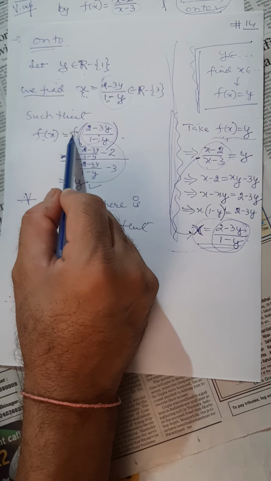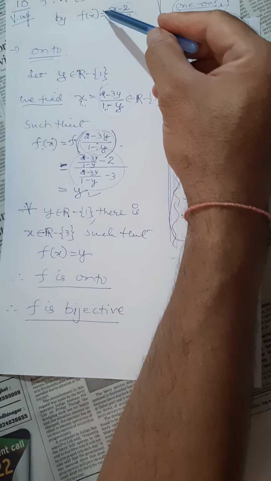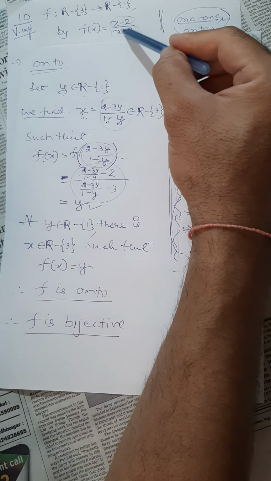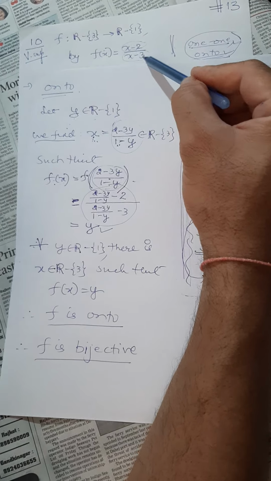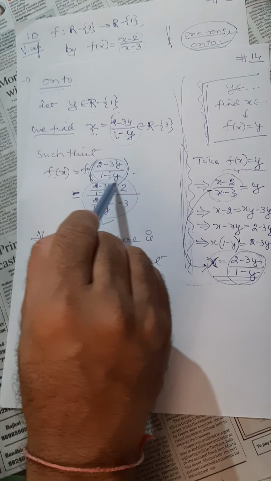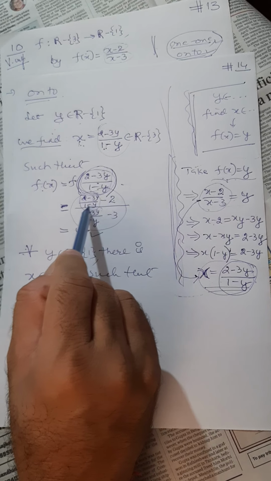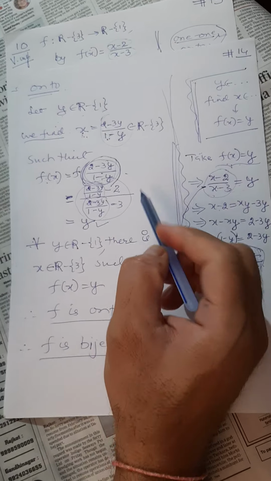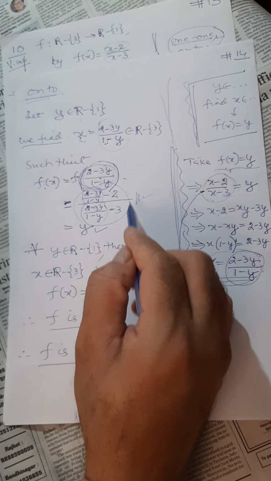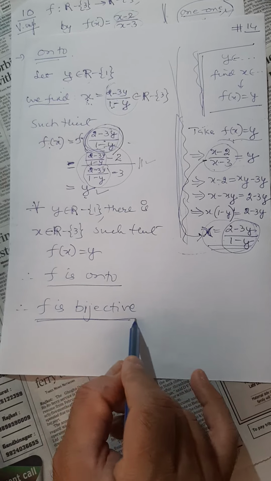Now what is the rule for the function? This number, you look at this. What is f(x)? This number minus 2, this number minus 3. If I write 100 here, 100 minus 2, 100 minus 3. So you imagine this bracket as 100 here. And you just simplify this much, I leave it to you. If you simplify this, you will get exactly y. So therefore you have this, and therefore it is bijective.